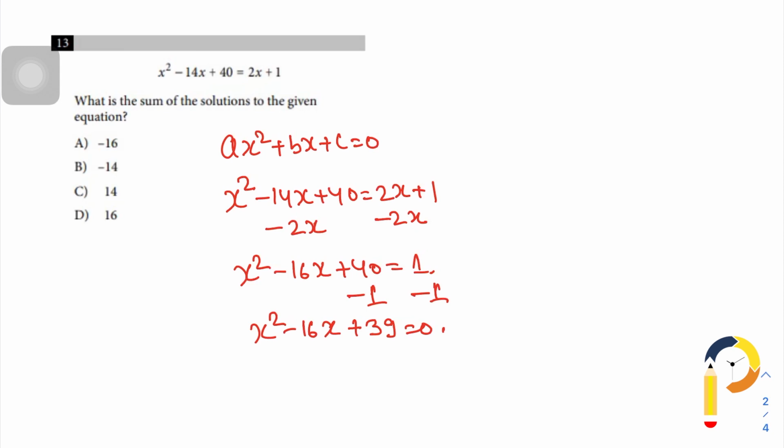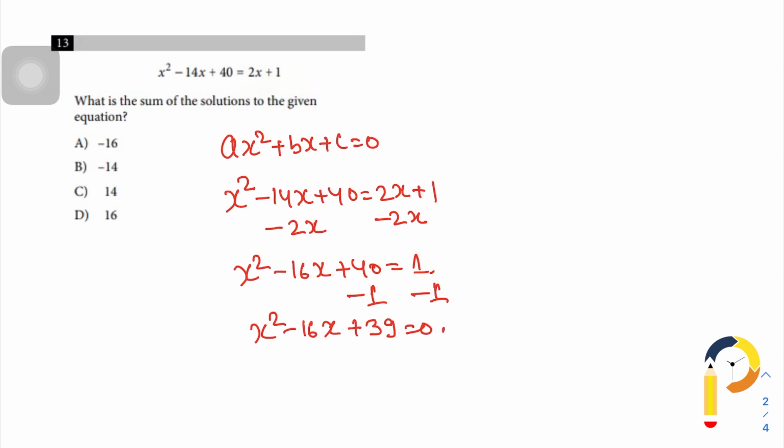If I ask you to find the solutions of this equation, there are several ways to solve this and find the value of x, that is the solution. What are the ways? You can factorize it. You can use the formula. The third way is you can graph it and find where the curve, the parabola, is intersecting the x-axis. Another way you know is completing the square. There are like 4 or 5 ways you can find the values of x. But do you need to do all that? No, you don't need to do all that.